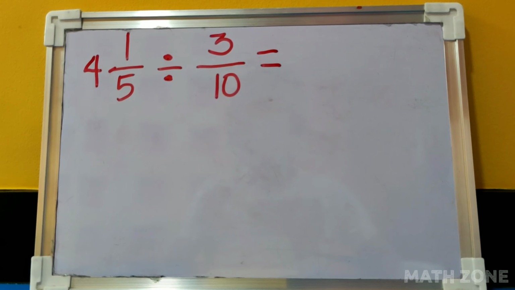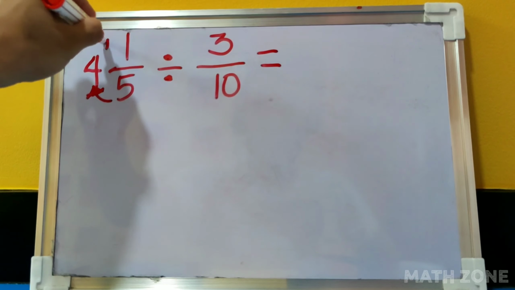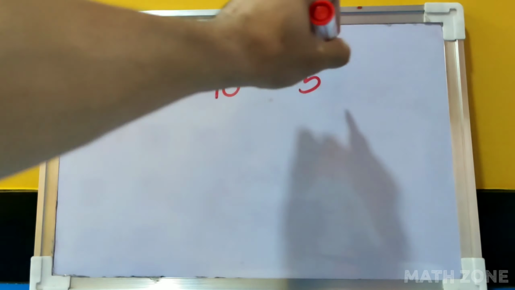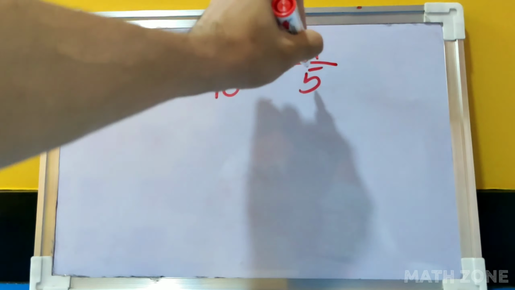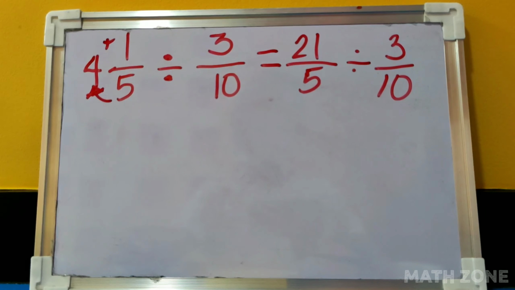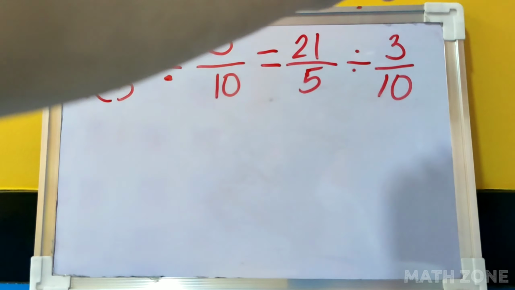For our last example, we have a mixed number, 4 and 1/5, divided by 3 over 10. So we need to convert the mixed number first to an improper fraction. Again, just multiply here. Multiply 5 by 4, that is 20, plus 1. So that's 21 over 5. So we just transformed it to an improper fraction and divided by 3 over 10.